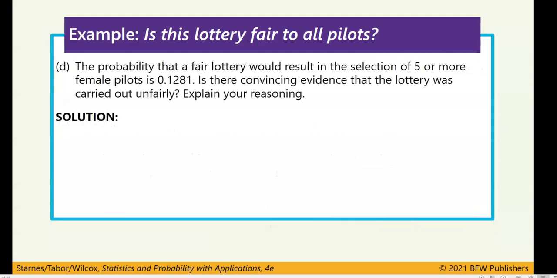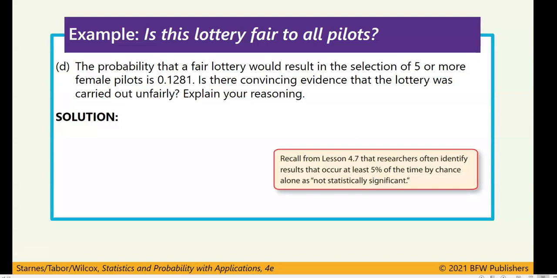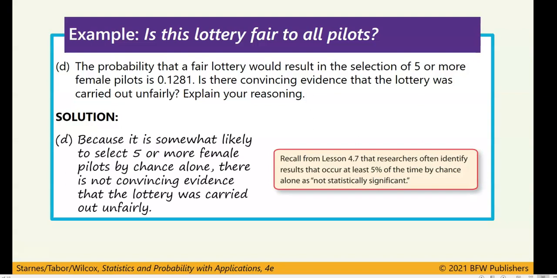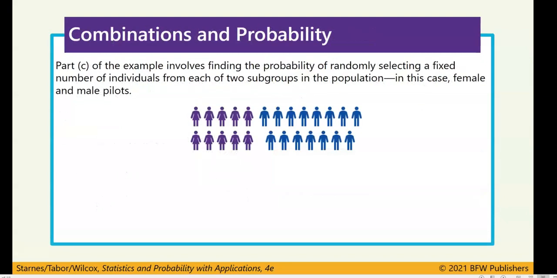10% chance. Find the probability of fair lottery results in the selection of 5 or more females is 0.1281. Is there convincing evidence the lottery was carried out unfairly? So typically we want to see like 5% or less for it to be really convincing evidence, like, man, there's something unusual going on there. There's no way we got those results by chance. 12% of the time, this will happen by chance. So I don't think there's convincing evidence right now. We don't have enough evidence to prove that.